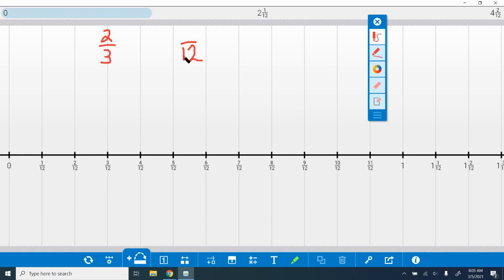Well, 3 times 4 is 12, but I don't want to change the value of my fraction. So I'm going to multiply by 4/4 because 4/4 has a value of what? Yeah, 4/4 has a value of 1. If we multiply something by 1, we don't change its value. We're going from thirds to 12ths, so we're getting smaller pieces, but the value will still be the same. So we have 8/12. So 2/3 is equivalent to 8/12.